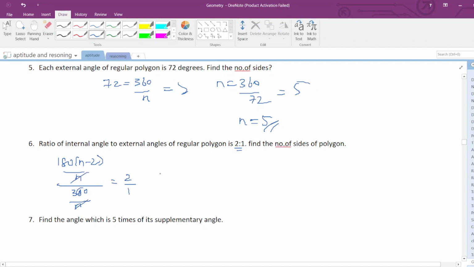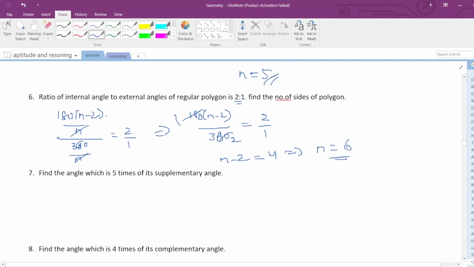n cancels. So now 180 into n minus 2 by 360, this 180 is equal to 2 by 1. So 180 ones, 180 twos. So now n minus 2 is equal to 4. So n is equal to 4 plus 2 is 6. So number of sides of the polygon will be 6. So this is how you should use it. Just try to understand the question first of all, then apply it.